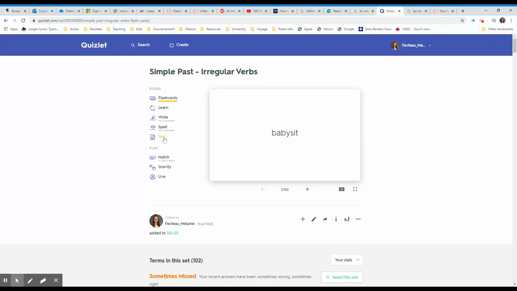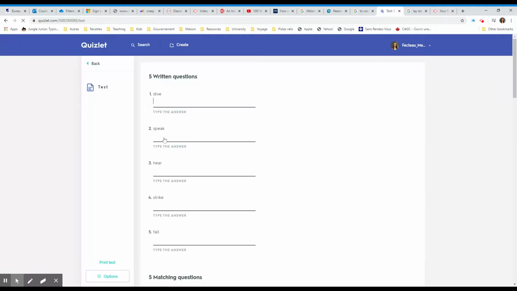Then you have a test to see if you need to study more. The past of dive is dove, speak, spoke, etc.